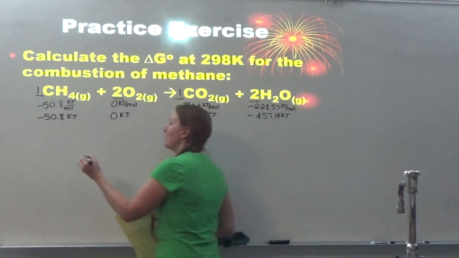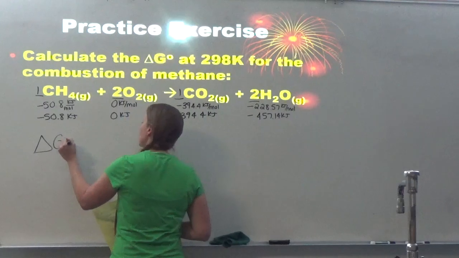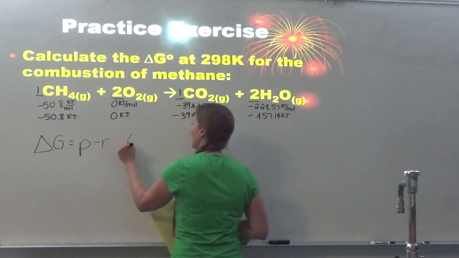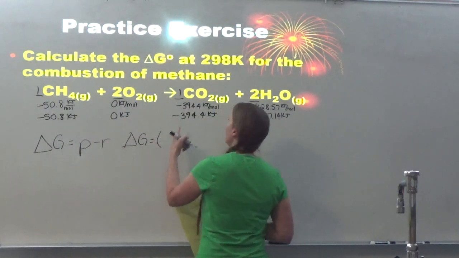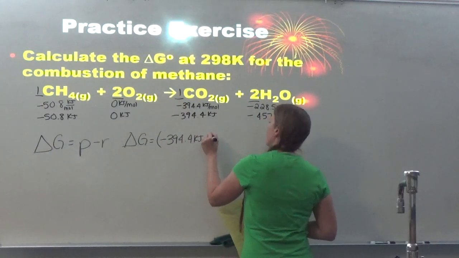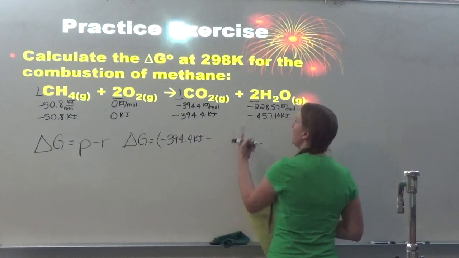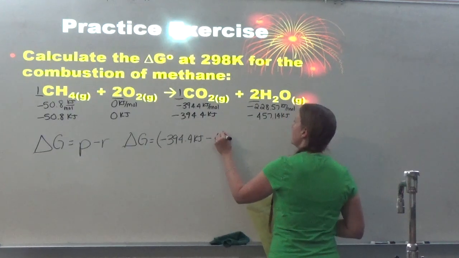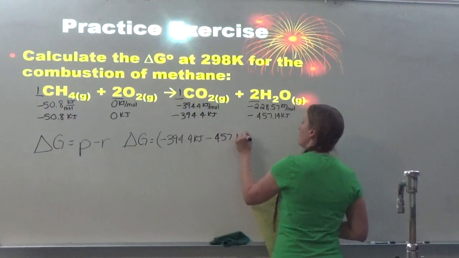All right, and then of course my delta G, just like delta H and delta S, is products minus reactants. So then I just plug in. So my products are negative 394.4 kilojoules plus, I'll just go ahead and put minus because it's plus a negative, plus a negative 457.14 kilojoules.